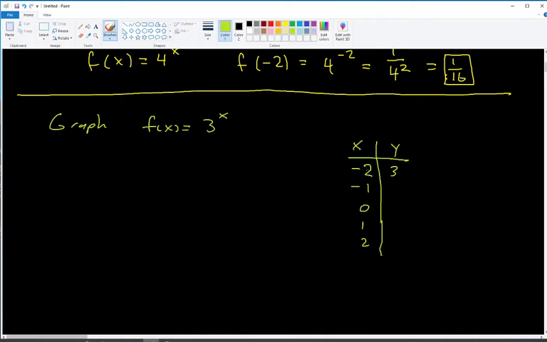And if I can get where the points of the graph are based on these 5 points, I can get a pretty good idea of what the graph should look like. So 3 to the -2, that's 1/3 squared. That's going to be a 9th.